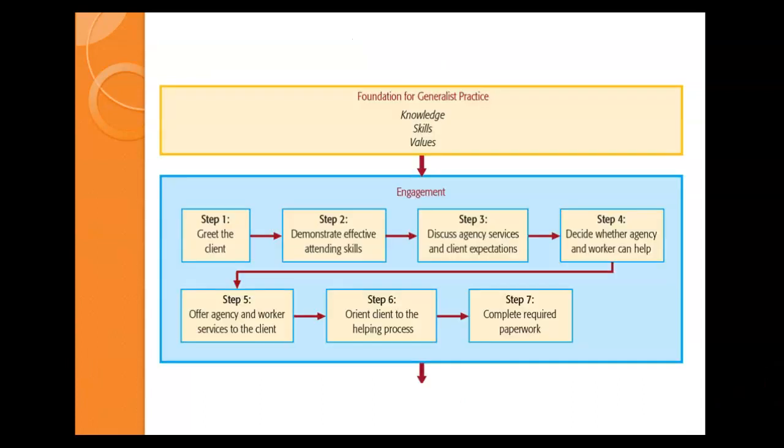And this graph here provides a good depiction of the foundation for generalist practice in terms of engagement. Here you'll see the step one block is where you're greeting the client, and then it takes you through the step-by-step sequences of how you work on engagement with clients. Step two, demonstrating effective attending skills. Step three, discussing agency services and client expectations. Step four, deciding whether agency and worker can help. Step five, offer agency and worker services to the client. Step six, orienting the client to the helping process. And step seven, completing the required paperwork.